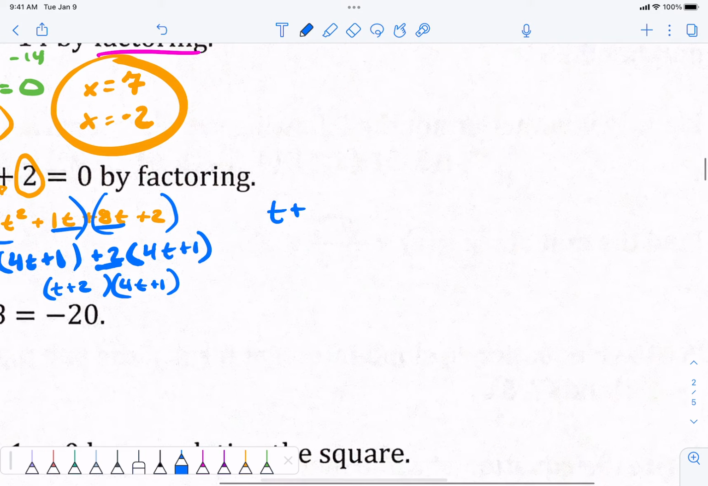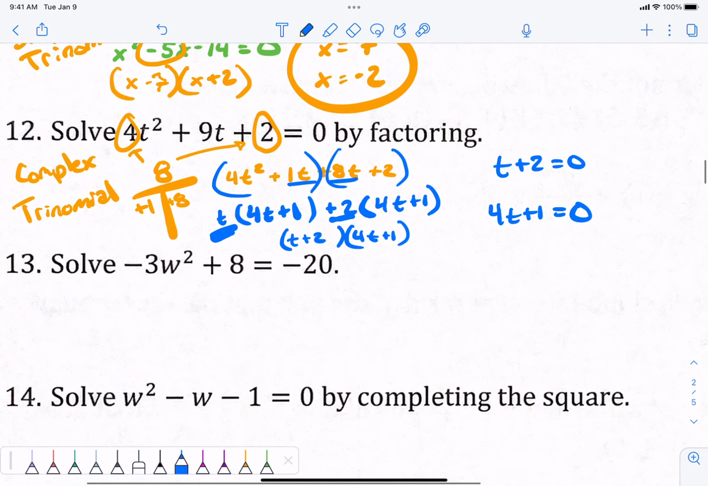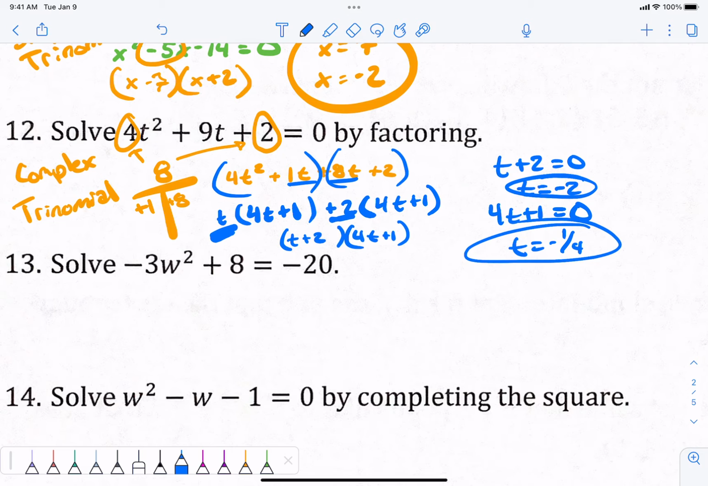T plus 2 equals 0, so t equals -2, and 4t plus 1 equals 0, so t equals -1/4. There it is. Okay, good?